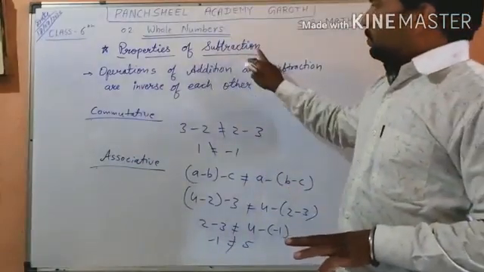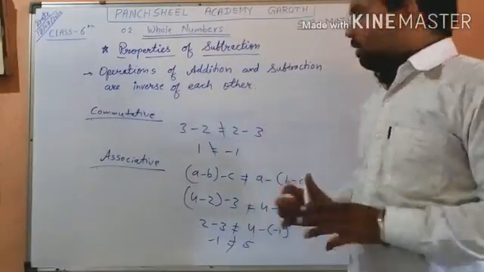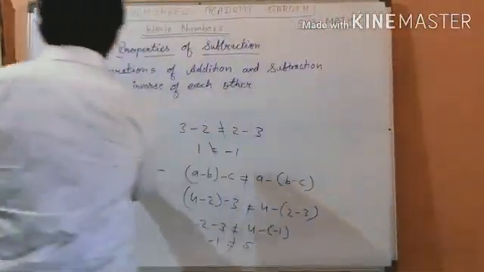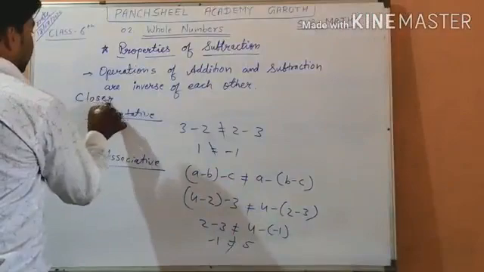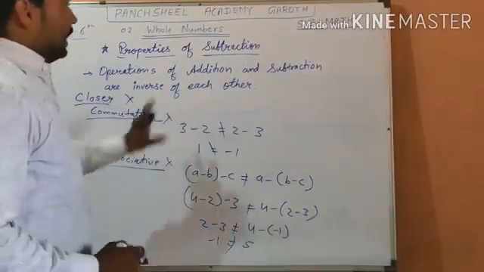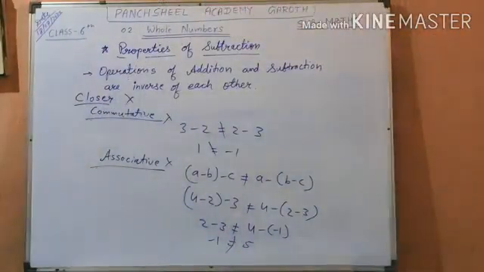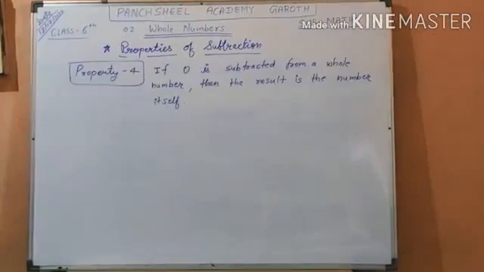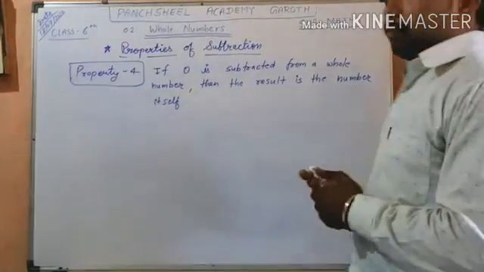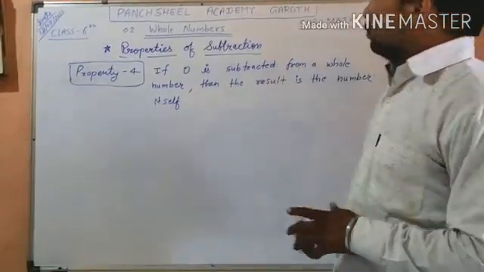In property of subtraction, operation of addition and subtraction are inverse of each other. That's why closure property, commutative property, associative property are not good for property of subtraction. Okay. Now property 4. So property first, property second and property third are not good for property of subtraction.